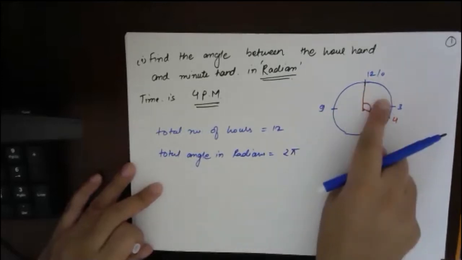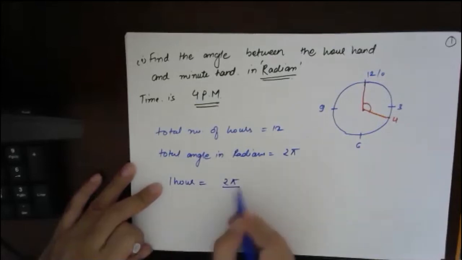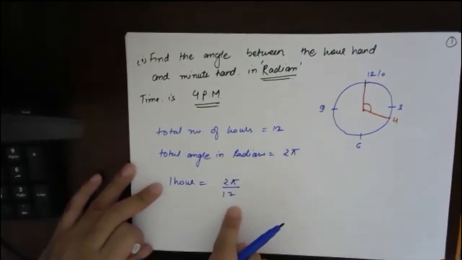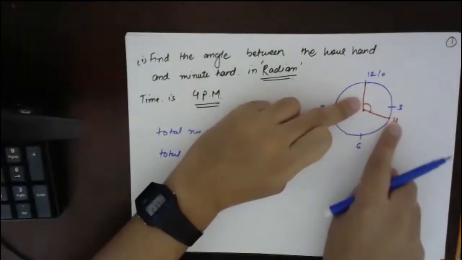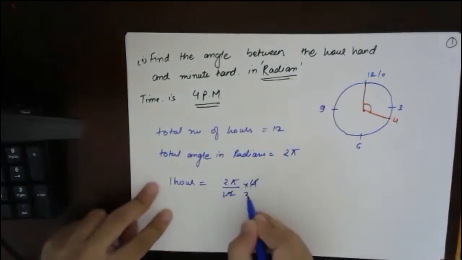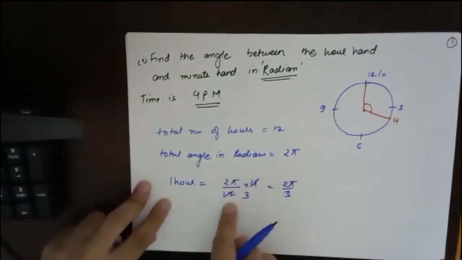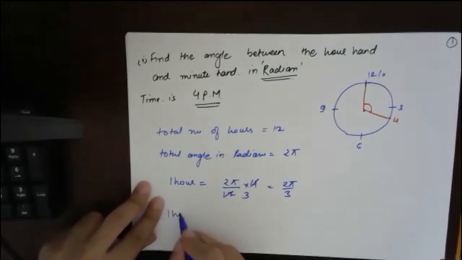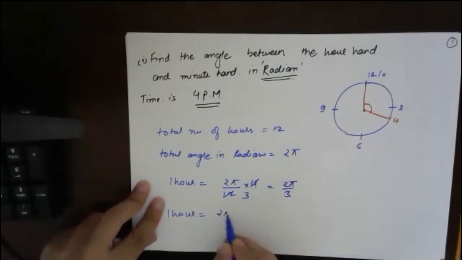So for 1 hour, how much angle will it be? For 1 hour, it will be 2 pi by 12. Now how many hours have passed? 4 hours, so multiplied by 4, this becomes 2 pi by 3. Per hour, the hand moves 2 pi by 12, which is nothing but pi by 6.